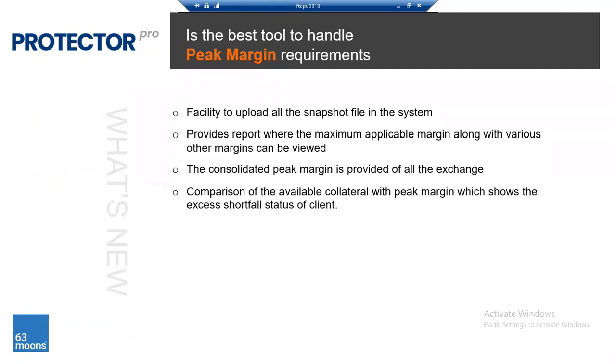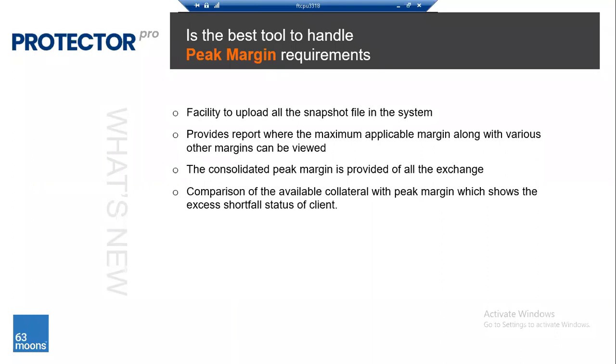This is the maximum margin, plus this is the peak margin, plus the grounds on which the maximum margin is being considered, displaying the M2M, delivery margin, your SPAN or your VAR, everything. All the things have been considered. Consolidated peak margin is provided for all the exchanges, cumulative and segregated both. Comparison of the available collateral with the peak margin shows the excess or shortfall status.